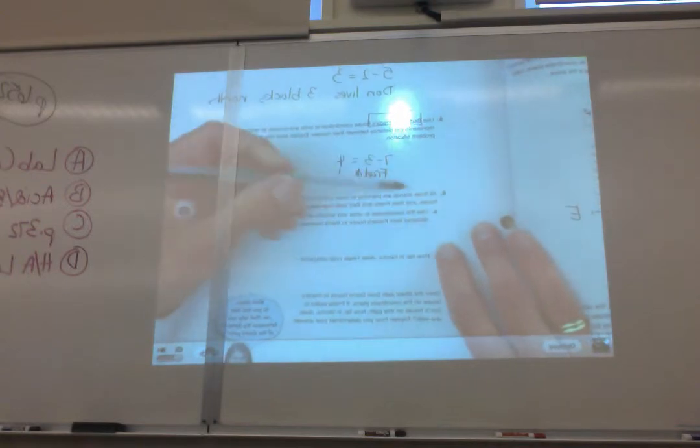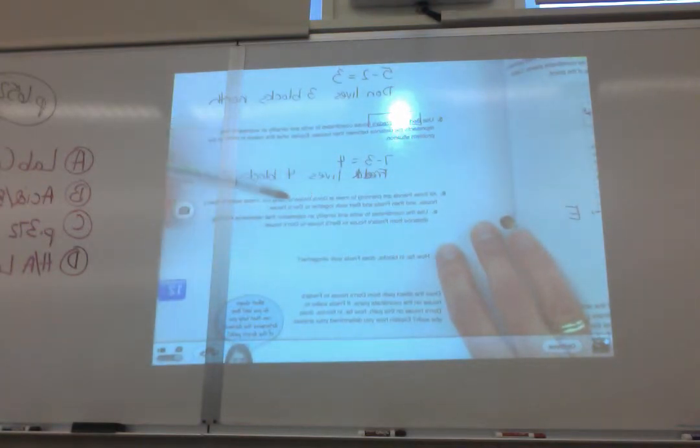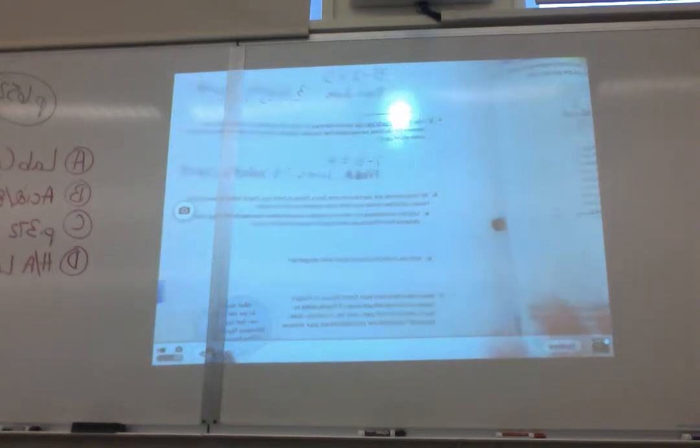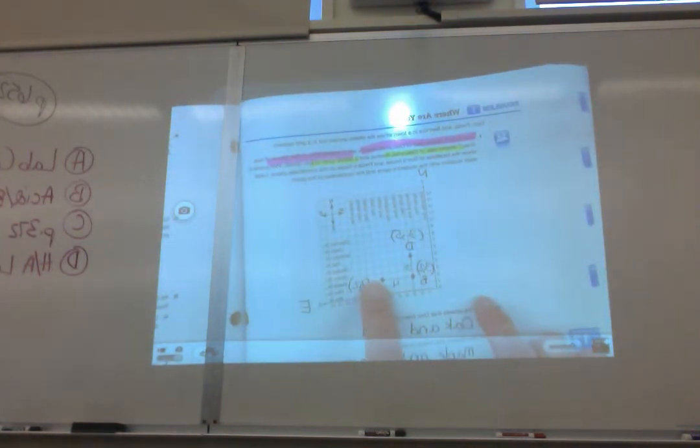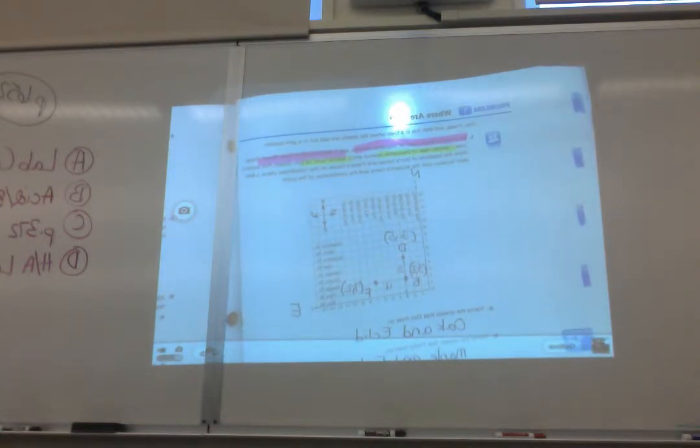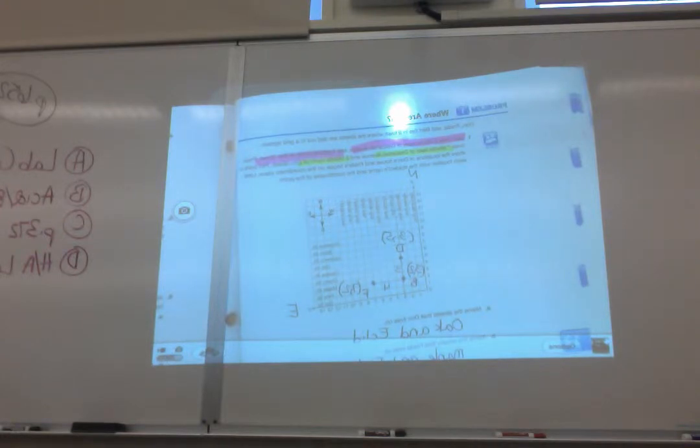Okay, all 3 friends are planning to meet at Don's house to hang out. Frida walks to Bert's house, and then Frida and Bert walk together to Don's house. Let's look at that. Frida, where is she going to go? Frida walks to Bert's house, and then the 2 of them walk together to Don's house.